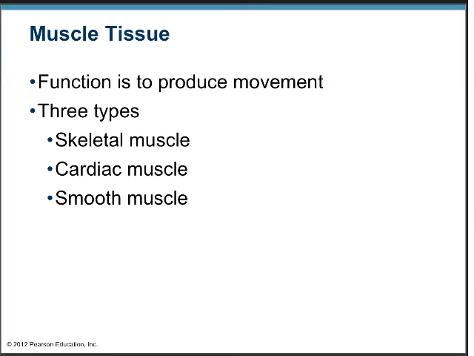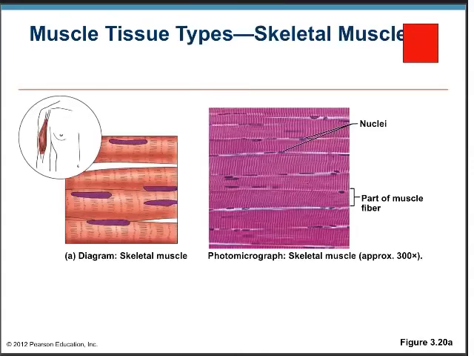Okay, muscle tissue has its primary task to produce movement. And there are three types of muscle tissue: skeletal, cardiac, and smooth. They all produce movement. The movement is produced by very special muscle proteins called actin and myosin. And here you can see an example of skeletal muscle. Skeletal muscle is unique in that it is voluntary and striated.